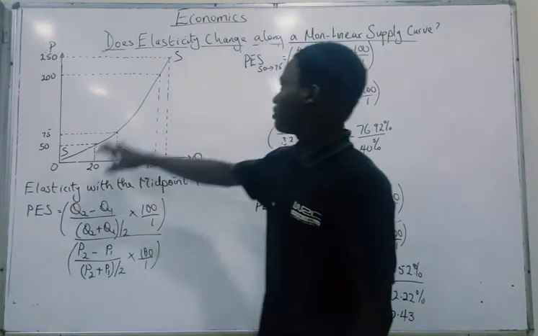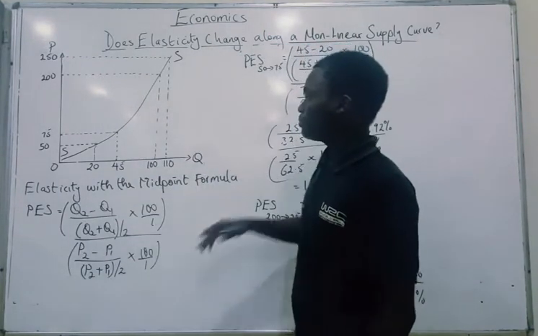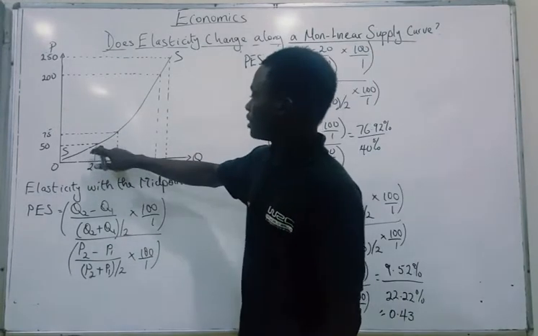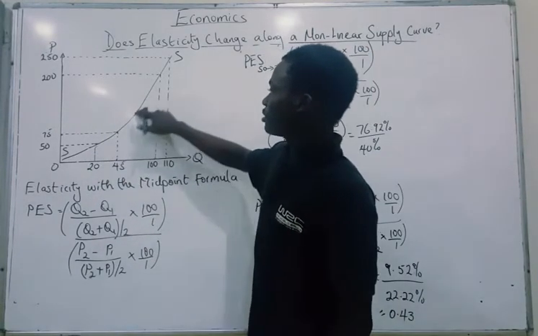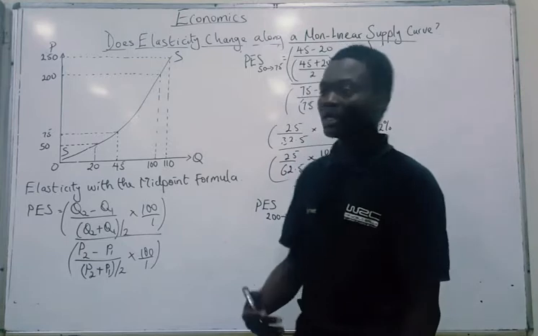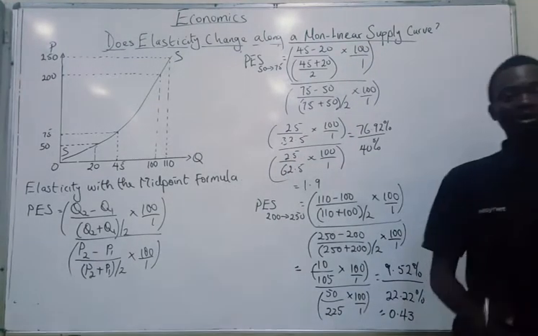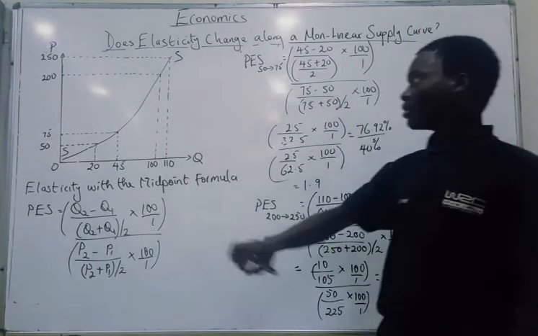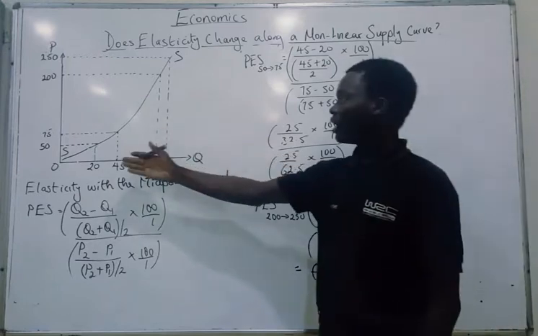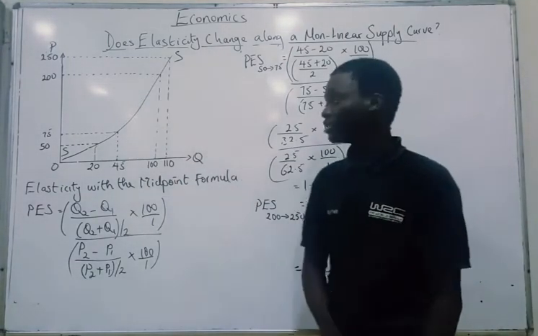Okay, so look at this particular supply curve. We have this graph here. The slope here is not the same as the slope here, it's not the same as the slope here, and so on and so forth. So that's when we say that a curve is non-linear. A linear curve has a straight line, but this doesn't have a straight line. We have different shapes at different points.